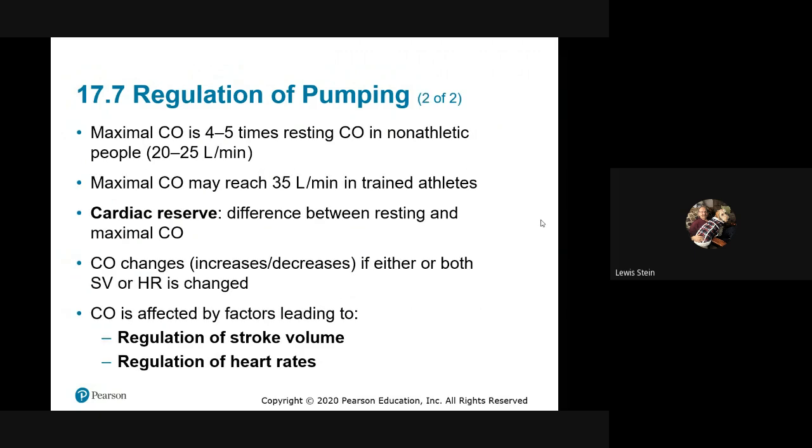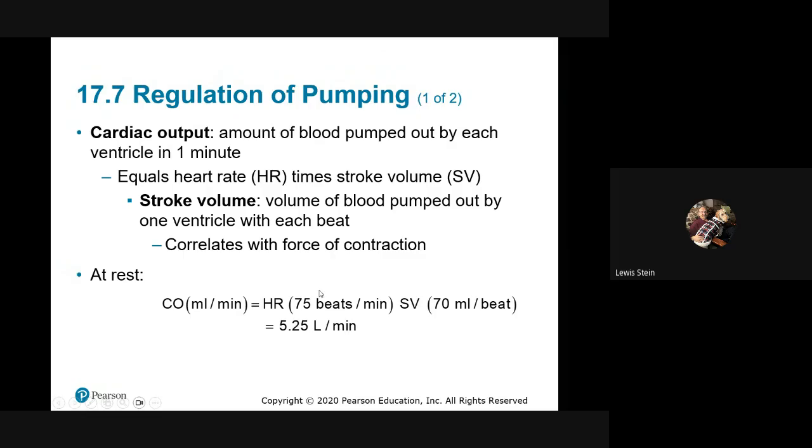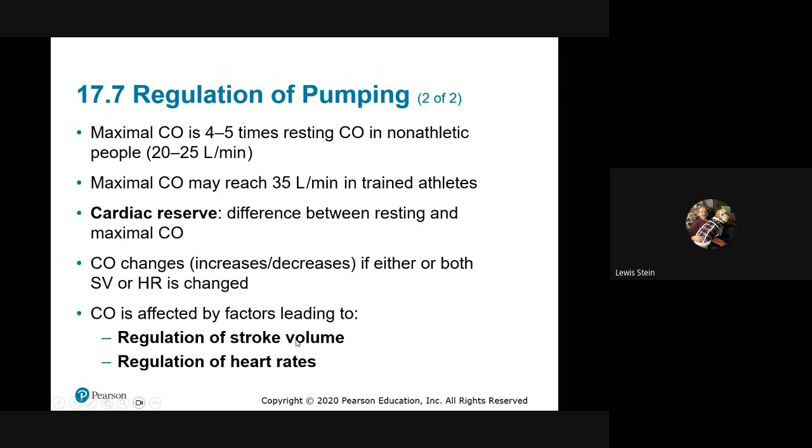So I'll get into all these regulation of pumping and all that good stuff. But you will obviously need to remember the definition of cardiac output. Your heart rate, typically 75 beats per minute, 60 to 80. The stroke volume, typically 70 milliliters, consistently, for about 5.25 liters. You don't have to do the math. We're not going to be able to do that.